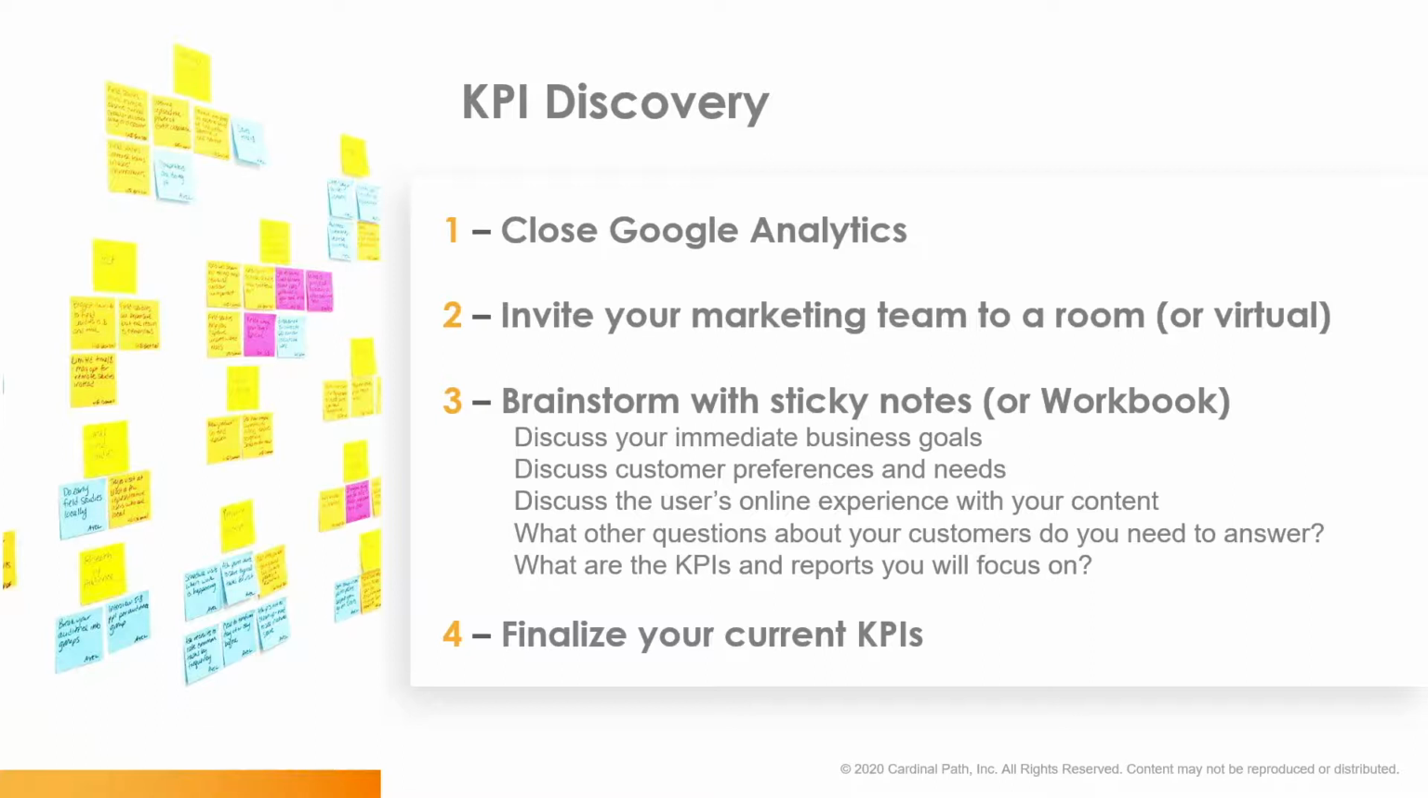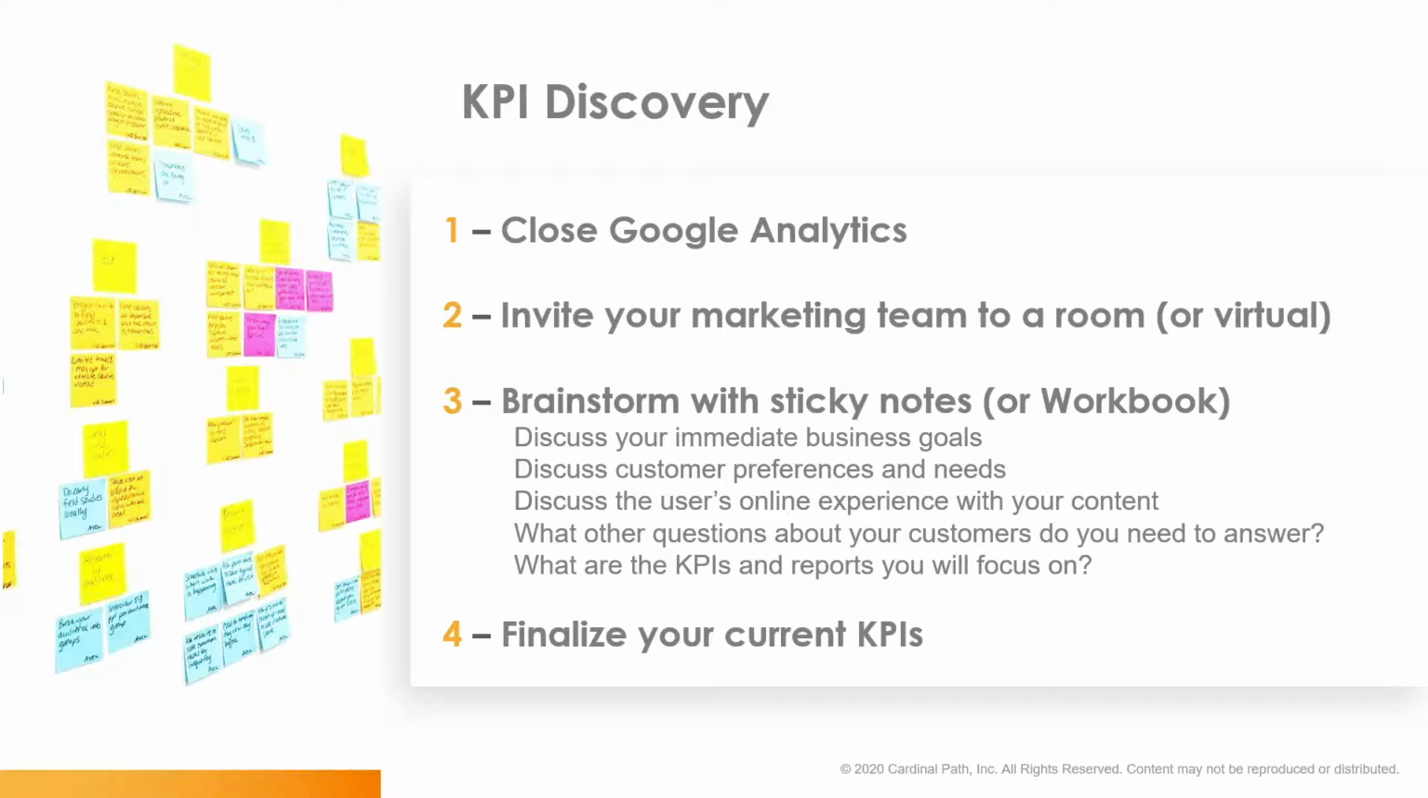Second thing you're going to do is invite your marketing team to a room or online virtually, for example, and we'll do some brainstorming, either with sticky notes or an online workbook, for example, where you can collaborate. The things that you want to really focus in on are discussing your immediate business goals, customer preferences and needs, the user's online experience with your content, and what other questions about your customers you really need an answer for in order to serve them better. This will allow you to answer that final question: what are the KPIs, the key performance indicators, and the reports that you'll need to focus in on?